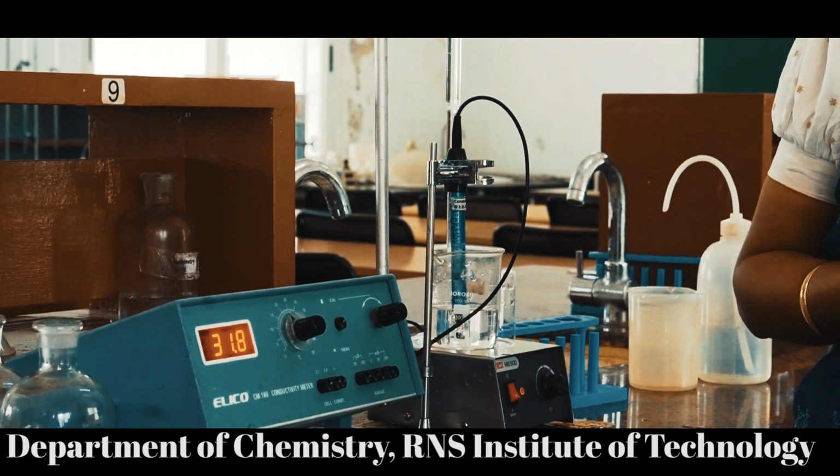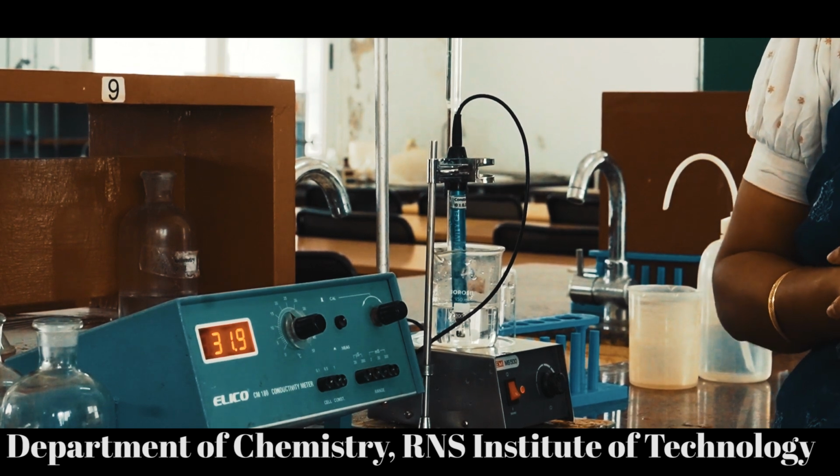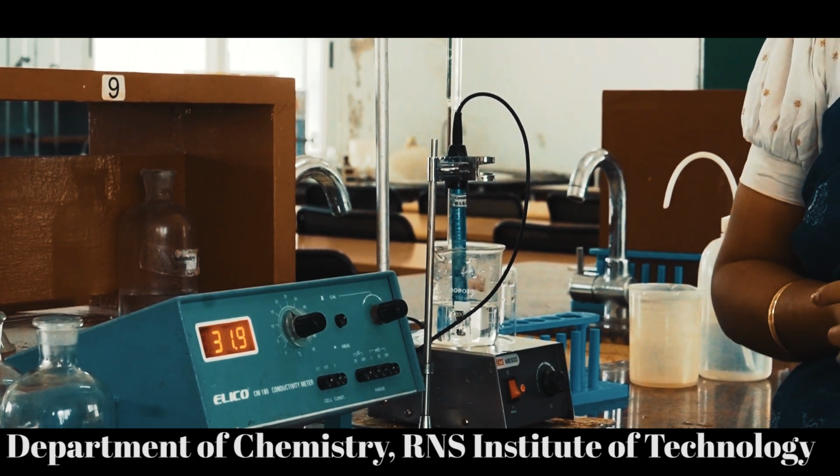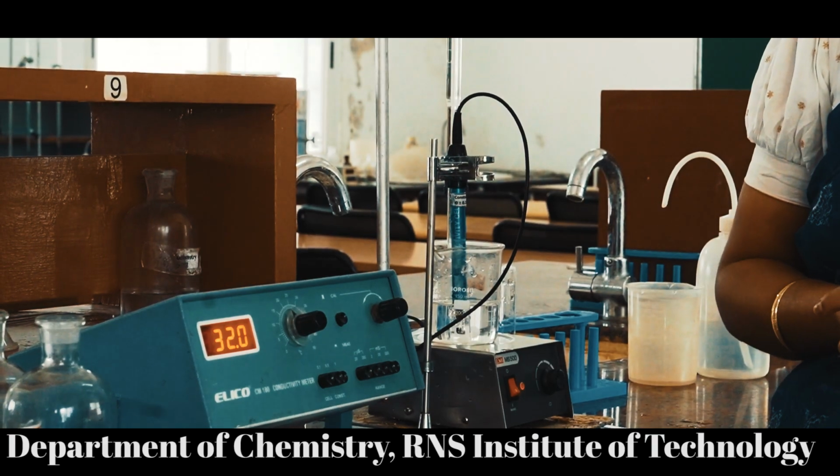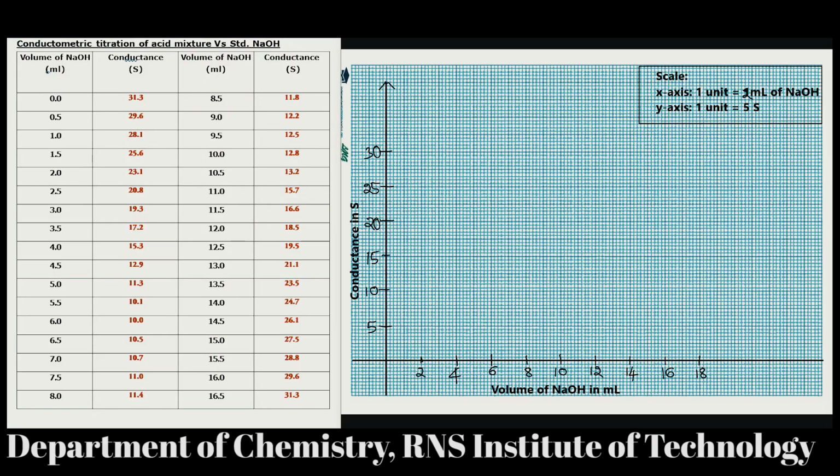When we do the calculation, we will get the information regarding exactly the weight of the HCl and the acetic acid in the given sample. Then after completion of the experiment, we should plot the graph. For plotting the graph, for example, if we get 31.3, 29.6, we should round off the values. If it is lesser than 0.5, go for the lower value; more than 0.5, go for the higher value.